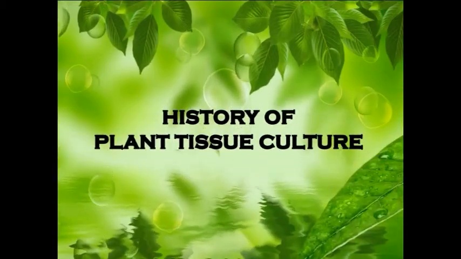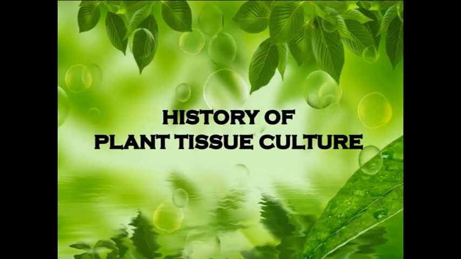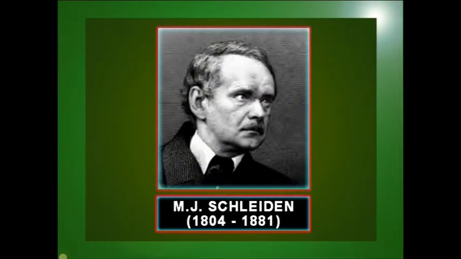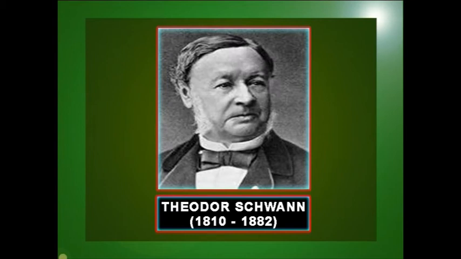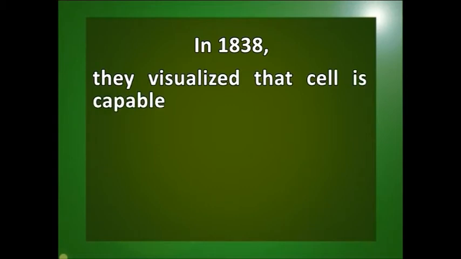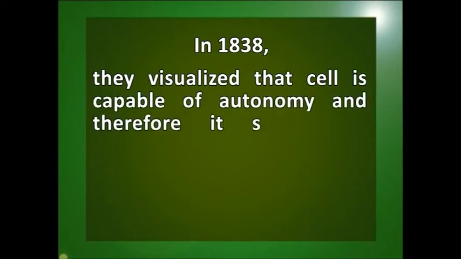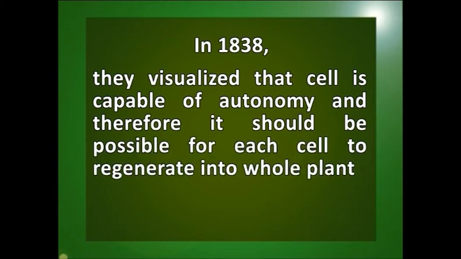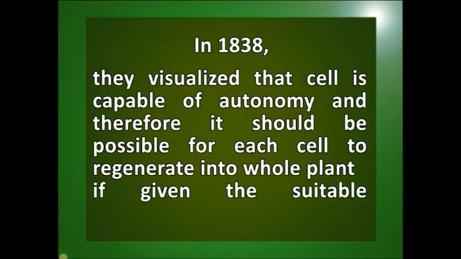Let us now see the history of plant tissue culture. The science of plant tissue culture takes its roots from the discovery of cell, followed by propounding of cell theory by Schleiden and Schwann in 1838. They visualized that cell is capable of autonomy and therefore it should be possible for each cell to regenerate into whole plant if given the suitable environment.